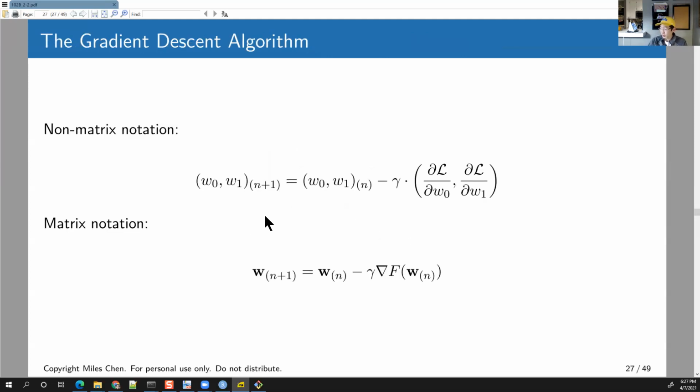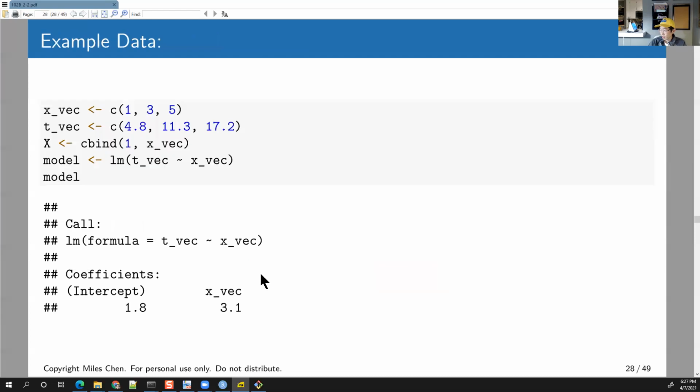So in non-matrix notation, we would take our values and subtract off gamma times the vector of partial derivatives. And in matrix notation, we would take our current vector value w and subtract off gamma times the gradient of f at w. When we do that, we get the next value, and this will work just fine. Here I'm going to start with a very simple example.